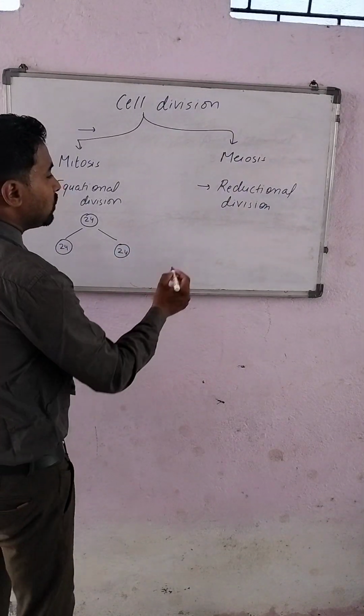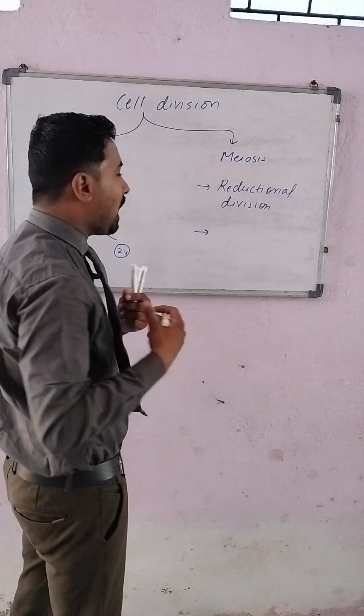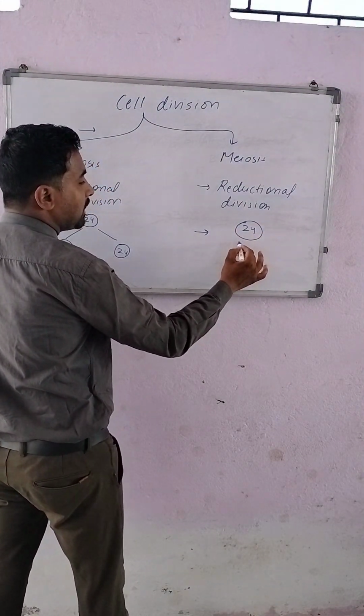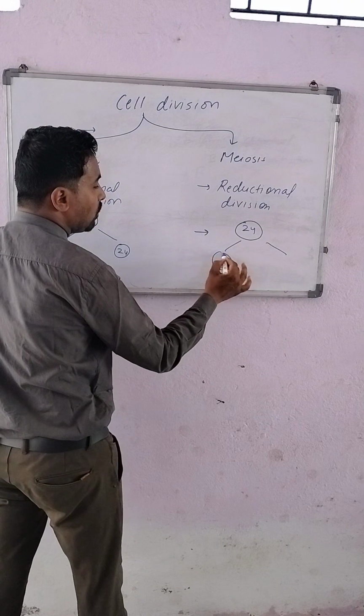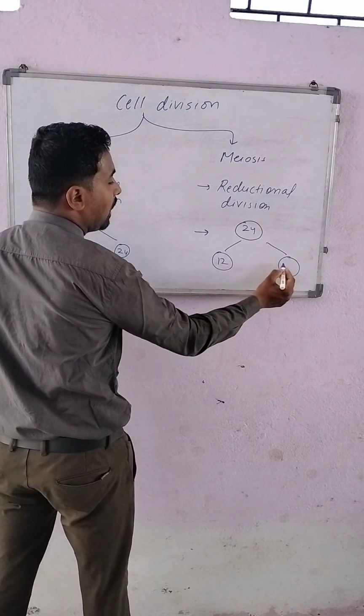While in meiosis, or we can say in the reductional division, what happens? The number of chromosomes gets halved. It means if the number of chromosomes is 24 in the parent cell, then in the next generation, or in the daughter cells, the number of chromosomes remains half, that is 12 and 12.